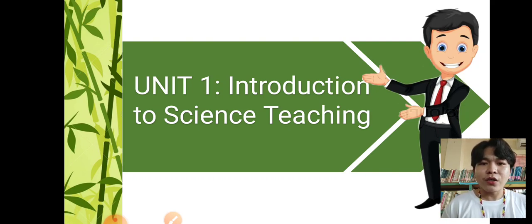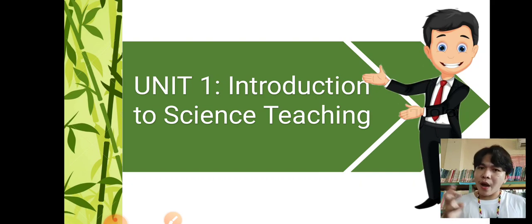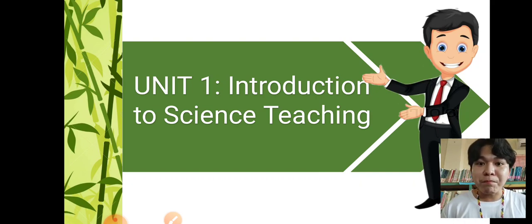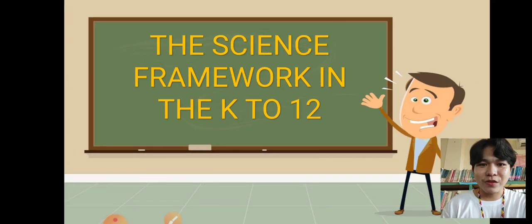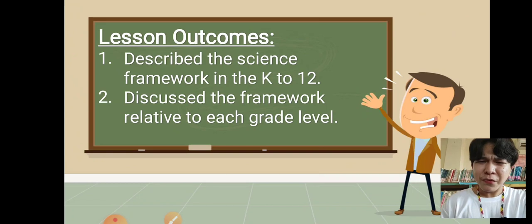That is why, as a teacher, we need to know how we are going to deal with those pupils, particularly in the primary grades. Without further ado, let's know the nature of science teaching with the use of the framework of the K to 12. But before that, let's be guided by these lesson outcomes. First, describe the science framework in the K to 12. Number two, discuss the framework relative to each grade level. And now, let's have the framework itself.